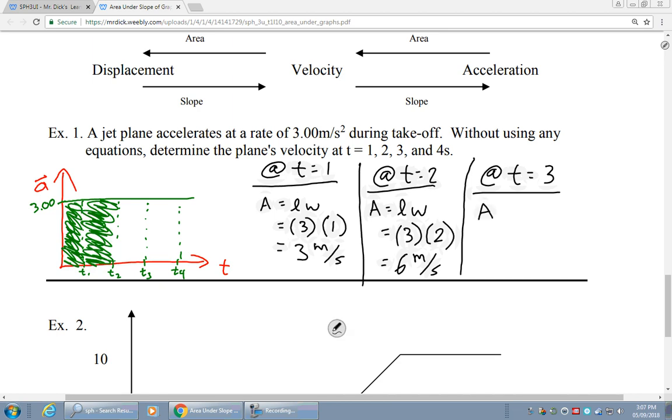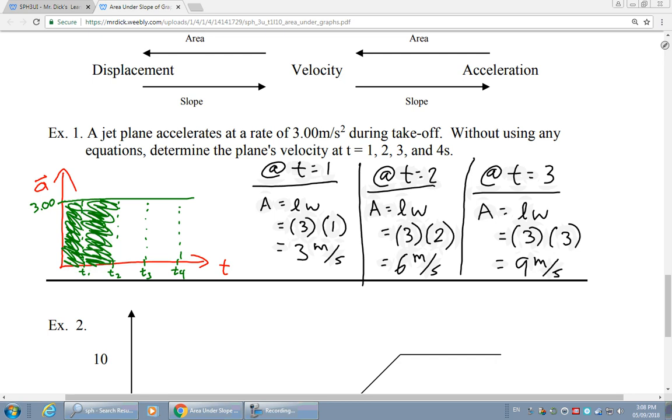And you're hopefully kind of getting the hang of it by now. Still area equals length times width, which by this third second is 3 meters per second squared multiplied by 3 seconds that have gone by. And so we get 9, and specifically we know that it's 9 meters per second. So after 1 second, it's going 3 meters per second. After 2, it's 6. After 3, it's 9.